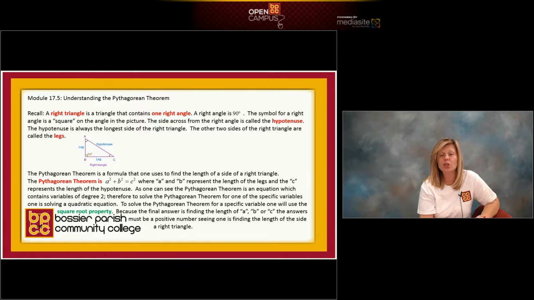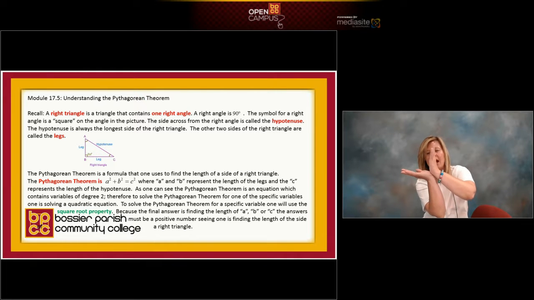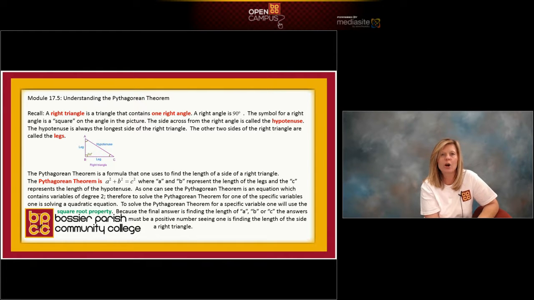So if you remember from geometry, a triangle is a shape that has three sides. And to be a right triangle, one of the three angles must be a right angle, which means it must be 90 degrees. A 90-degree angle means the two sides have to meet and be perpendicular to each other. So they have to be straight up and down. And we know the symbol for a right angle in your diagram is a little square.